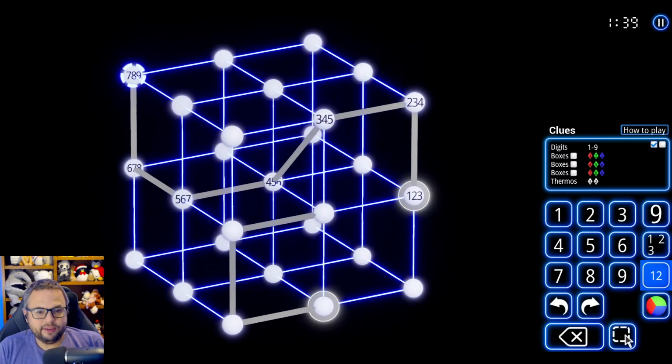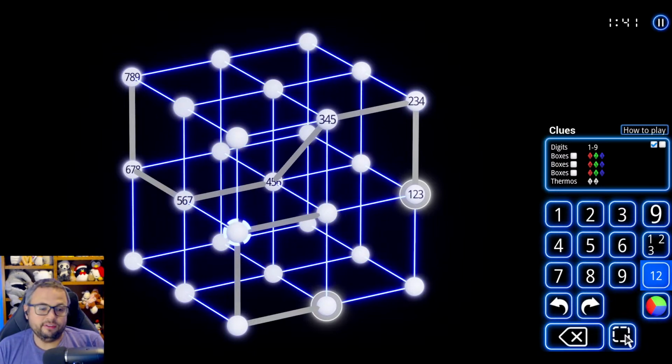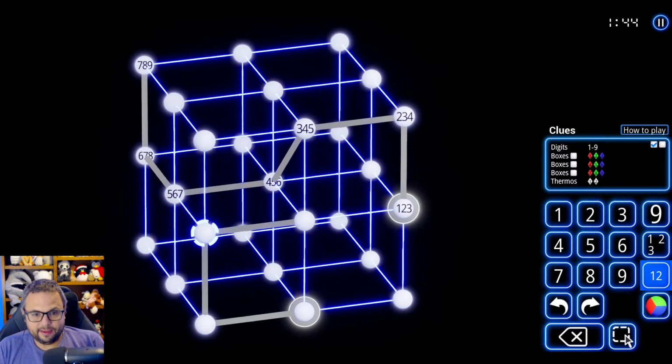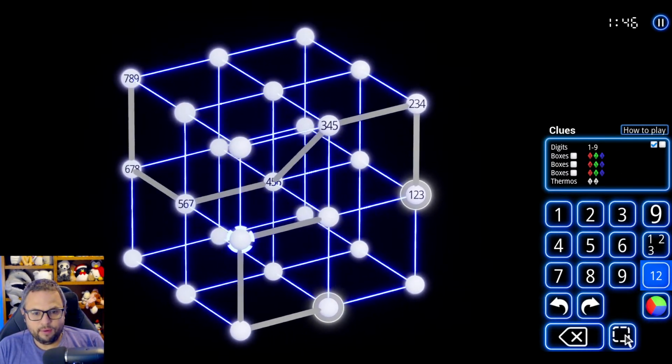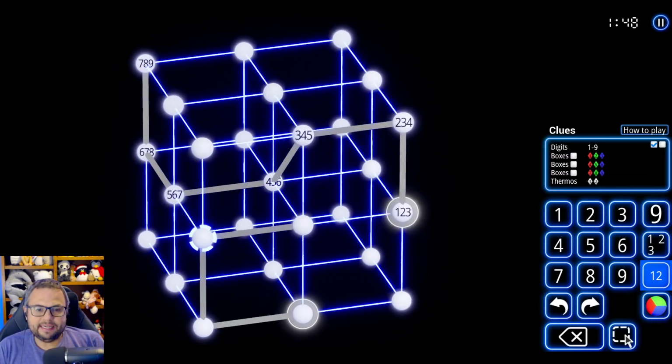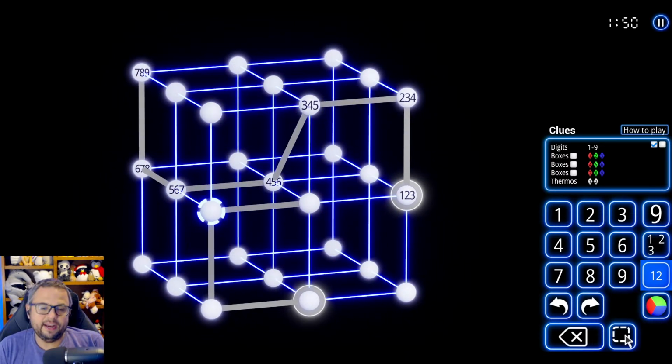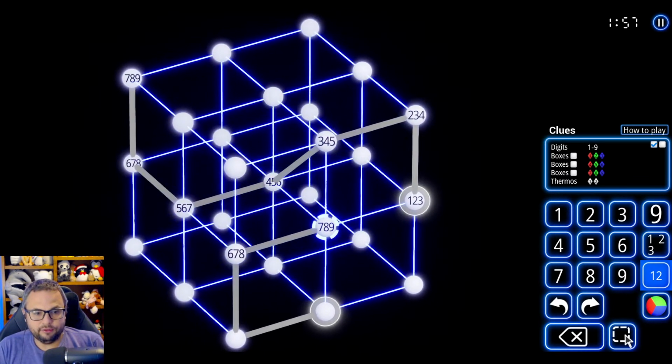I was mostly interested in this face and the fact that I at least know this isn't 3 anymore because it would break this. Or I guess, I know there are at least 2 of 6, 7, 8, 9 on this thermo. So this is 6, 7, or 8. This is 7, 8, or 9. I know for sure.